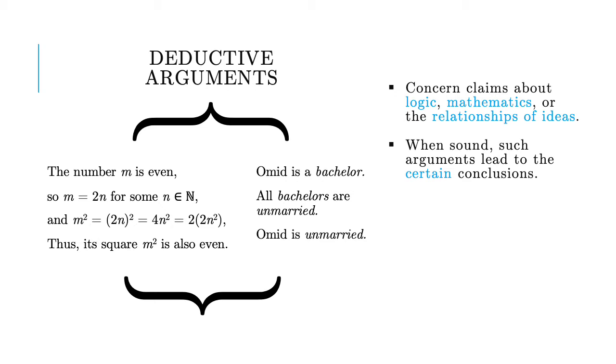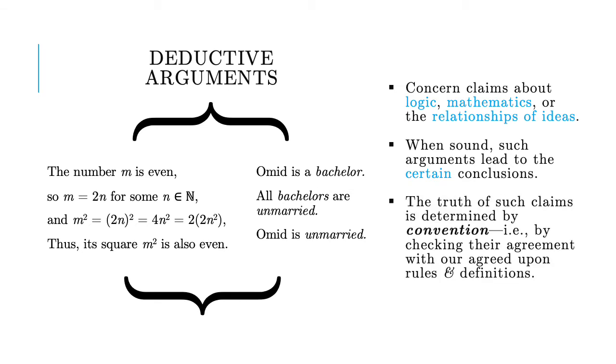Similarly, if the argument that Omid is unmarried has true premises, so Omid is indeed a bachelor, and all bachelors are indeed unmarried, then it must be the case that Omid is unmarried, and that is certain. The truth of such claims, then, is determined by convention. Now, this is a subtle and very deep point.